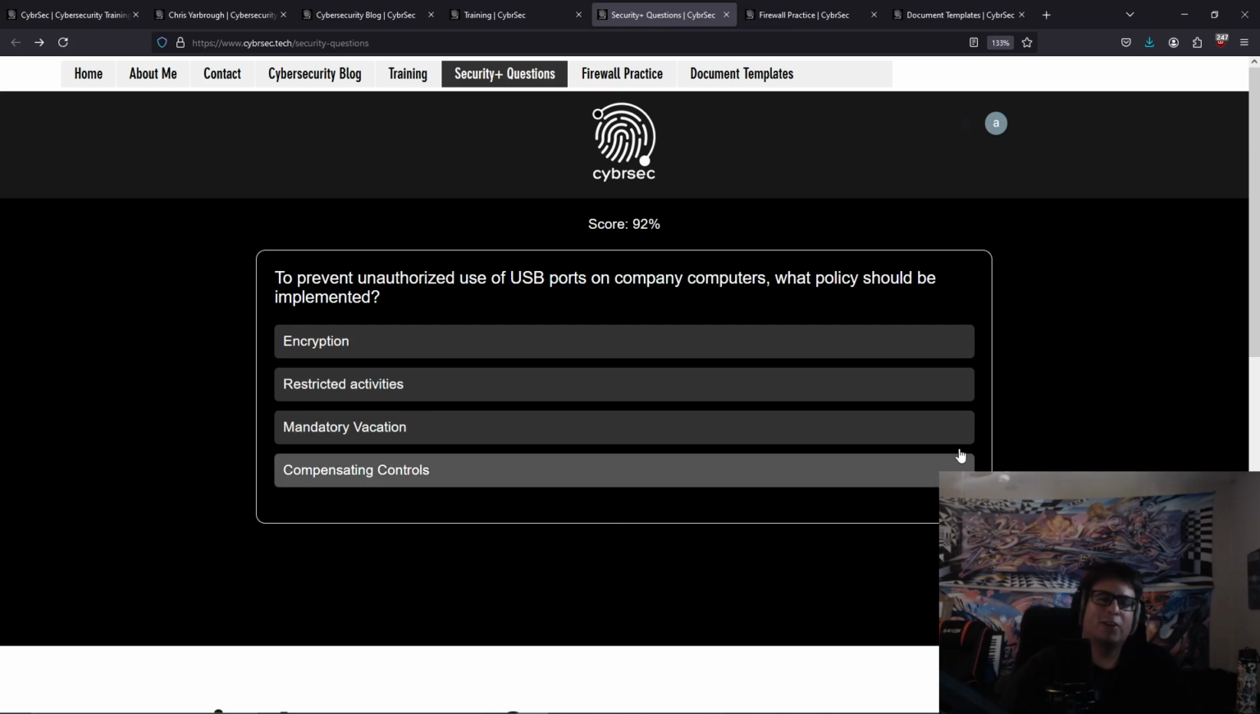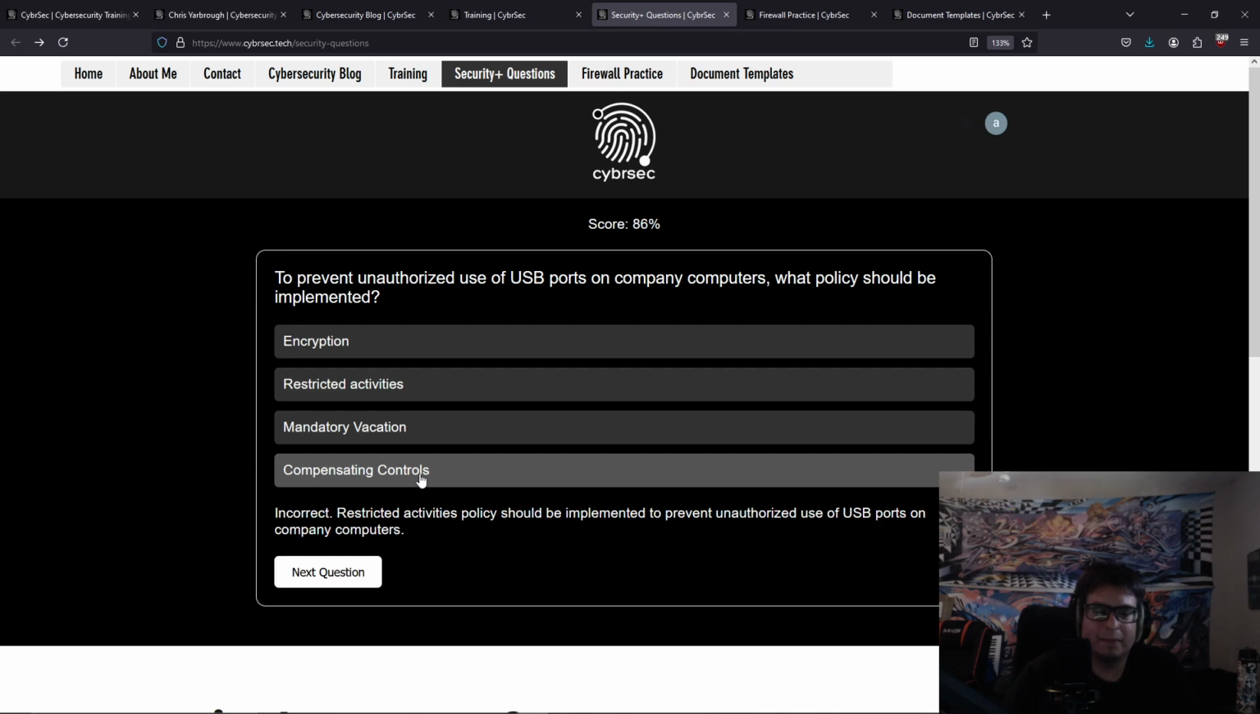Yes. To prevent unauthorized use of USB ports on company computers, what policies should be implemented? So that would be compensating controls. Or restricted activities. I mean, I already missed one. To prevent unauthorized use of USB ports on a company computer, I thought that would be like, not port security, but something like that. Incorrect.